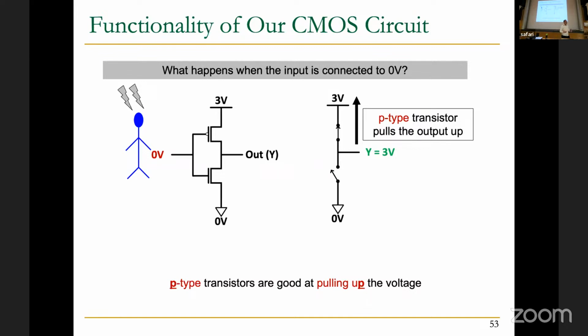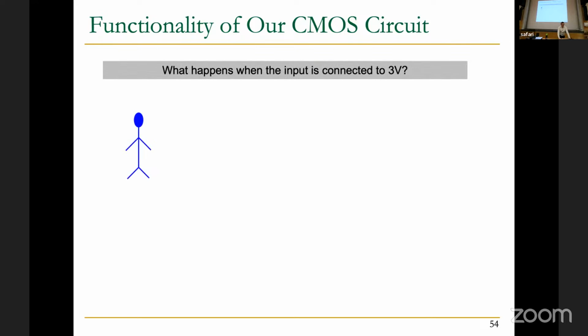And this is going to be the reason why we cannot put P-type transistors at the bottom. We cannot connect that to 0 volts. And we cannot connect N-type transistors to the top 3 volts because they're not good at pulling up. This is a fabrication property, unfortunately, of the analog device. Okay, so let's take a look at what happens when the input is connected to 3 volts.